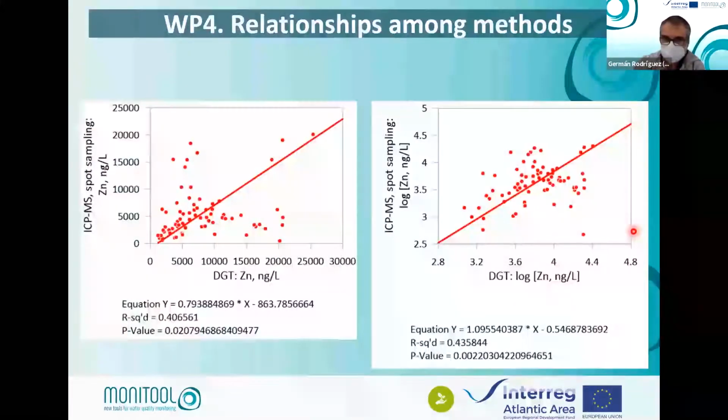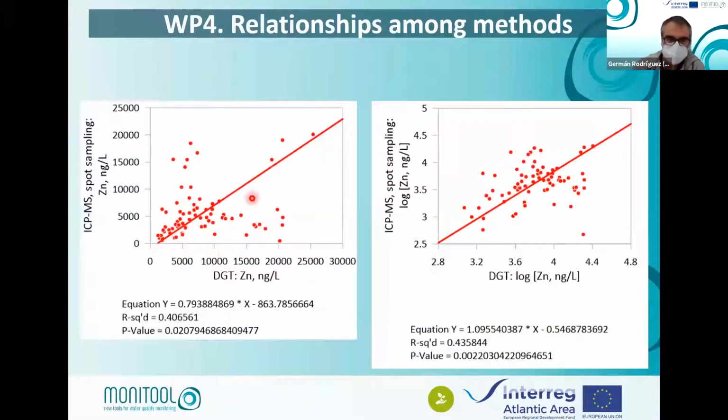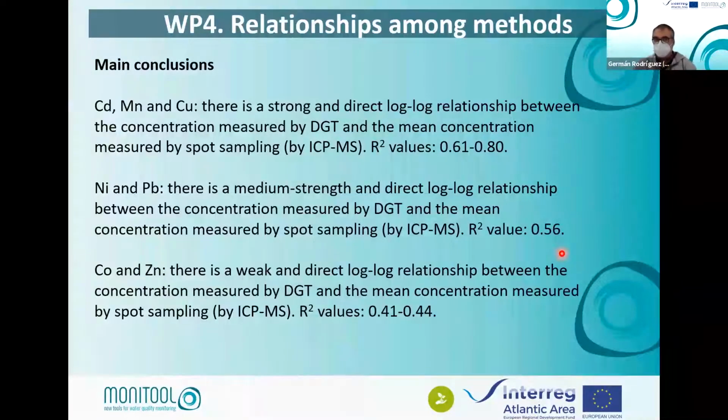In the case of zinc, the adjustment is bad. In a linear way, we have a lot of very scattered data, and also in log relationship, we have a poor relationship, a weak relationship among different methods. Okay, so the main conclusion is that for cadmium, manganese, and copper, there is a strong and direct log-log relationship. For nickel and lead, we have a medium strength relationship, but for cobalt and for zinc, the relationship is very, very weak.